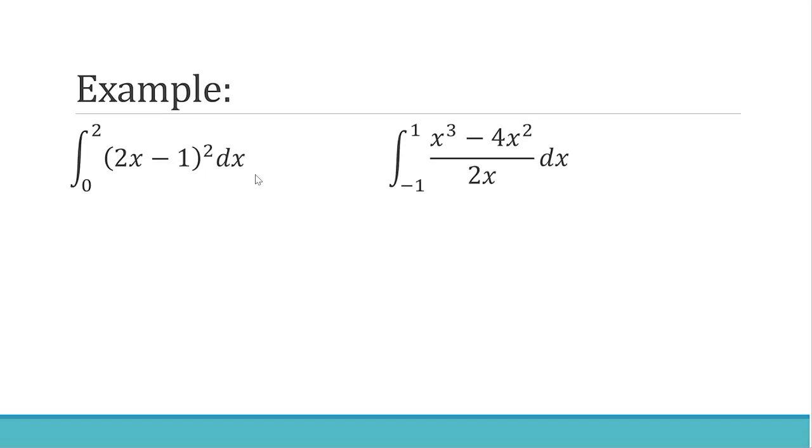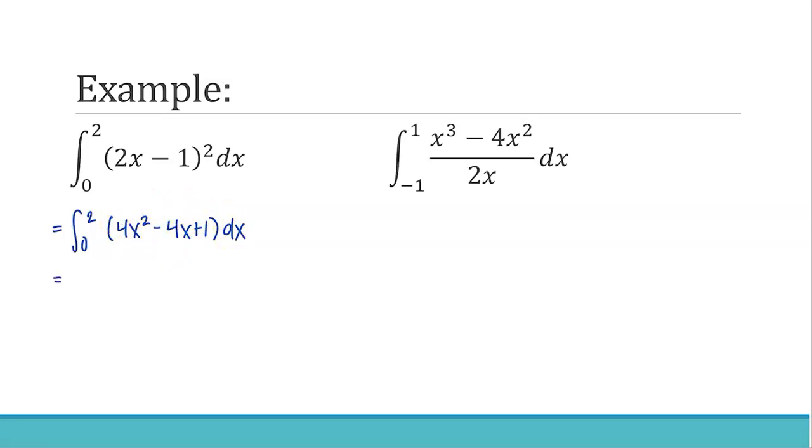Now let's look at some assorted problems using the Fundamental Theorem of Calculus. Here we have the integral from 0 to 2 of the quantity 2x minus 1 squared dx. So what we're going to go ahead and do is simplify the integrand by multiplying it all out. So we're going to write the integral from 0 to 2 of 4x squared minus 4x plus 1 dx, so that I can use the power rule for antiderivatives here and find the antiderivative of the integrand.